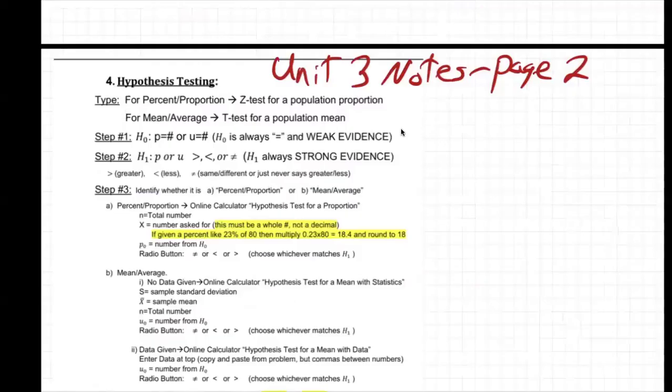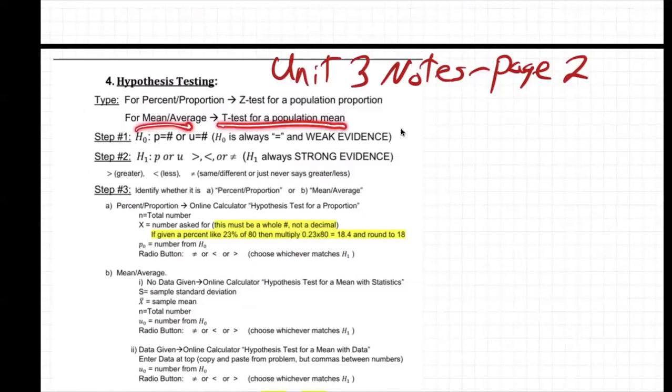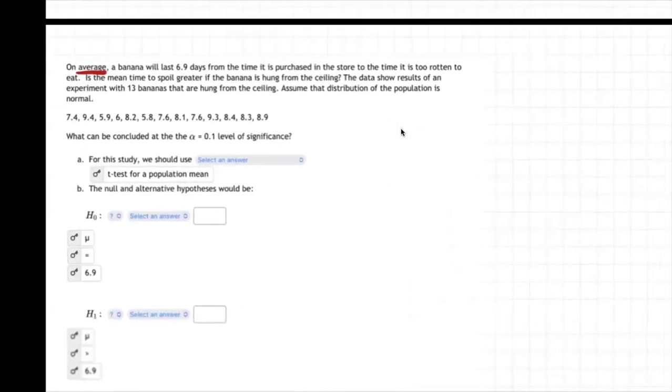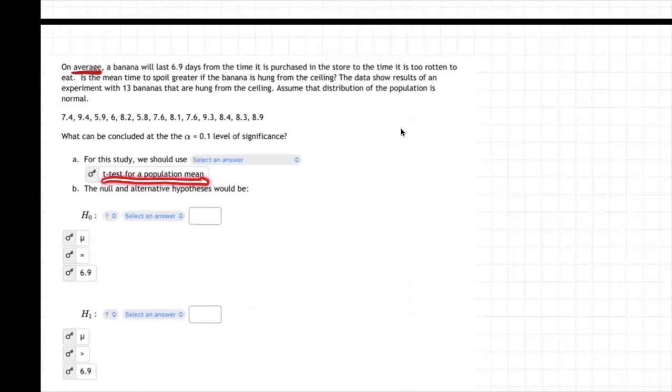So it's an average question, which means you're going to use the t-test for a population mean. So we come up here. That's where we get the t-test for a population mean. All right. So now we need H0 and H1. So H0 is the null hypothesis. The null means zero. It's like your check is null and void. It's worth zero. And so that's H0. Null is just a fancy word for zero.